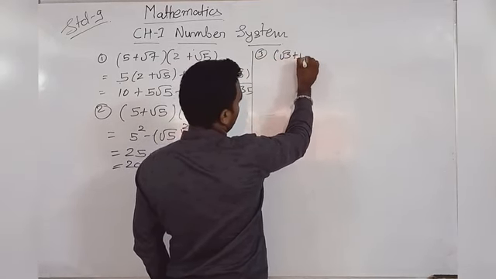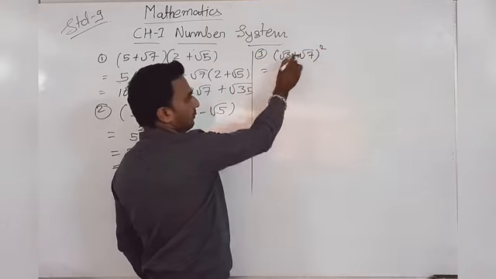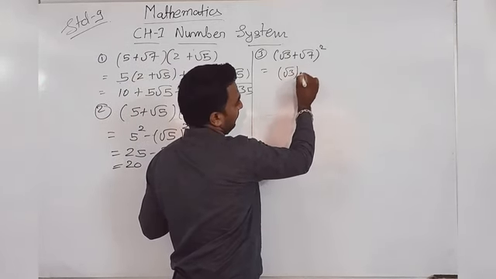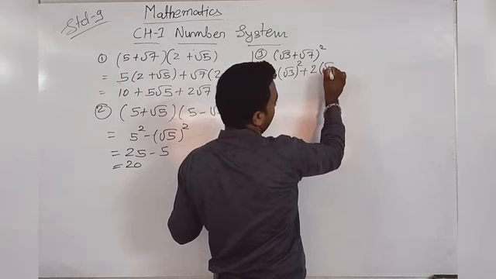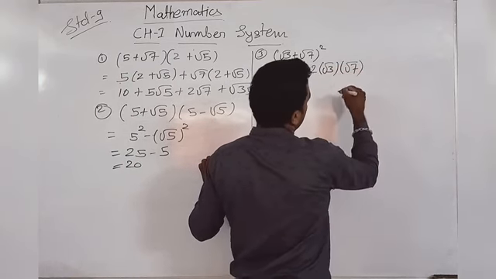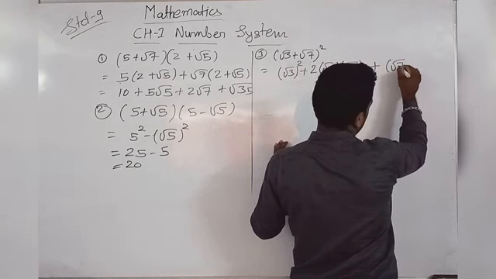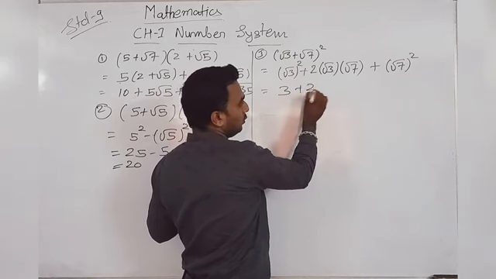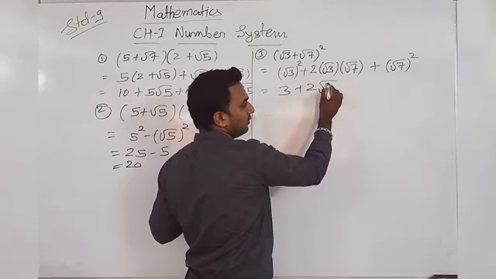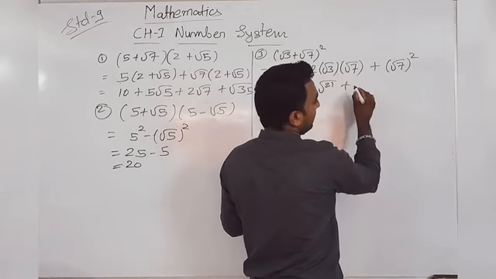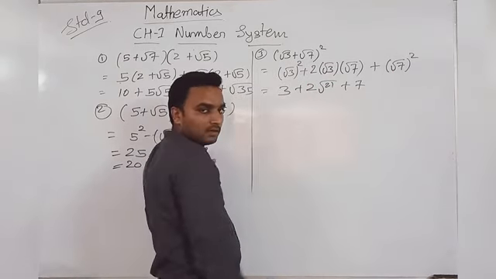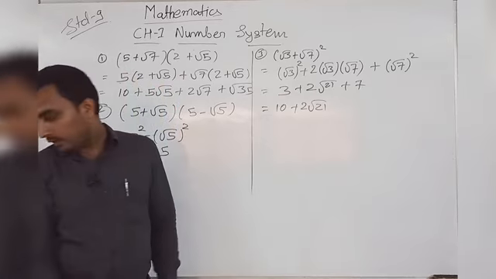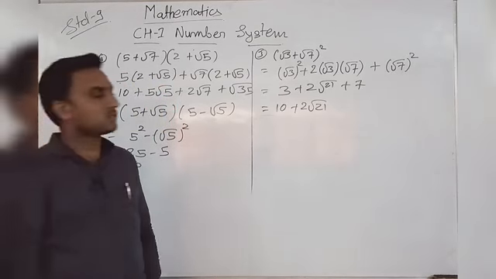Then next, (root 3 plus root 7) square. What is the equation of this? (a plus b) square is a square plus 2ab plus b square. So root 3 square plus 2 times root 3 times root 7 plus root 7 square. Here root 3 square, square and square root cancel, 3, plus 2 root 21 (3 times 7 is 21), plus root 7 square, that is 7. Here 3 and 7 are like terms, so 10 plus 2 root 21 is your answer. Clear?